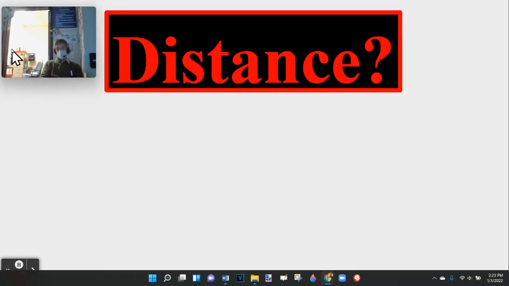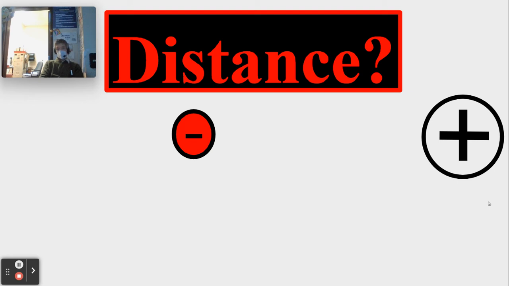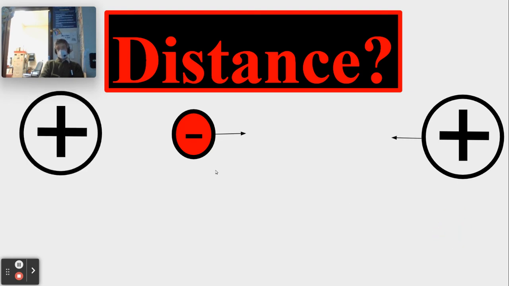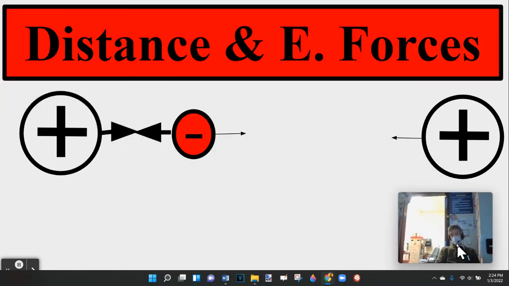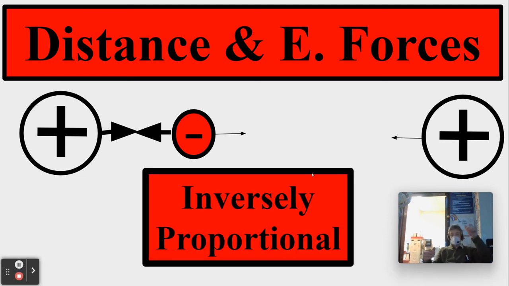Now, what about distance? Well, now I take the same two charges, all right, and I place one closer. These are closer. What's going to happen to the electrostatic force? It's like what happens when you bring two magnets closer and closer to each other? Well, as you know, they get more attractive. So the electrostatic force goes up. So this is an inverse relationship because I'm decreasing the distance and the force is going up. One's going up, the other is going down, or one's going down and the other's going up.